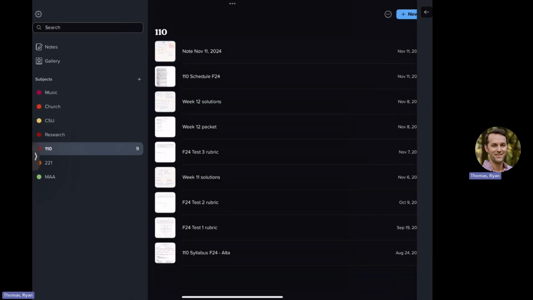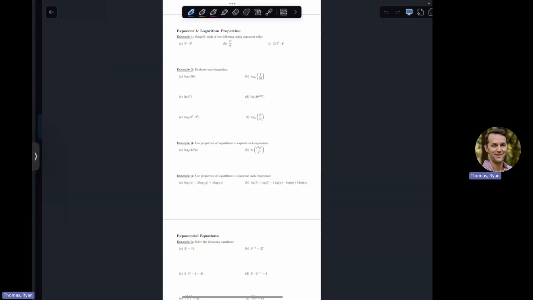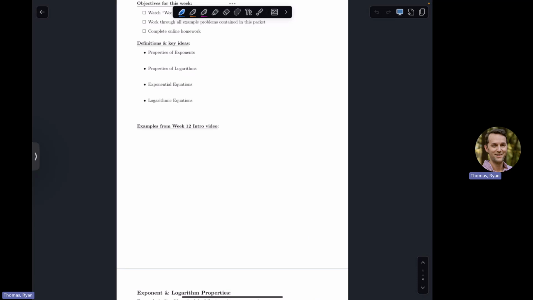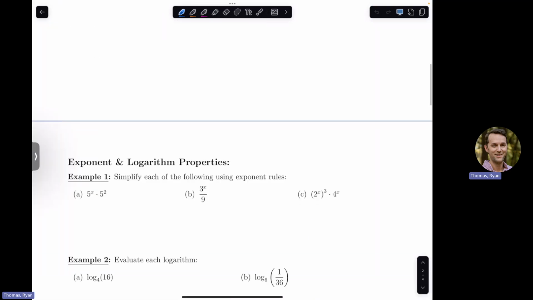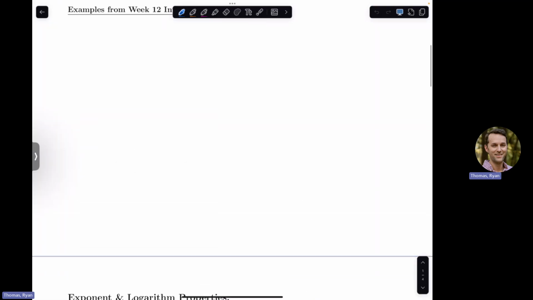Okay. So, properties of exponentials and logs. This is a really, really quick review of the stuff that was in the video for this week, just to make sure we're all on the same page.